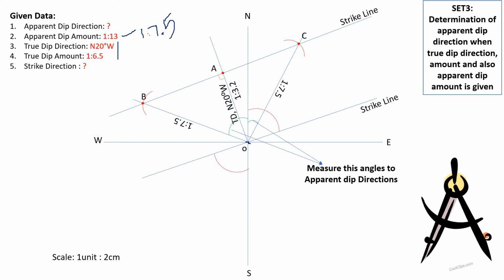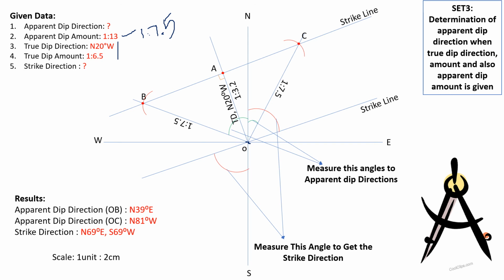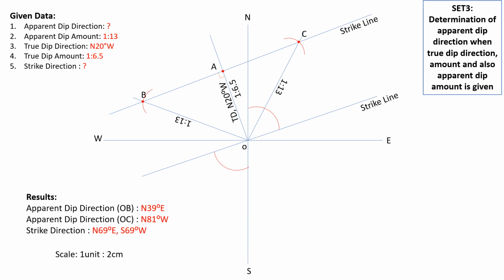Same way, this is our strike line, so we'll be measuring the strike direction as well. So we'll get two apparent dip directions: one is north 39 degrees east and another is north 81 degrees west. And same way for the strike line, we again have two: north 69 degrees east and south 69 degrees west. Once you solve, you'll see this problem in this fashion.